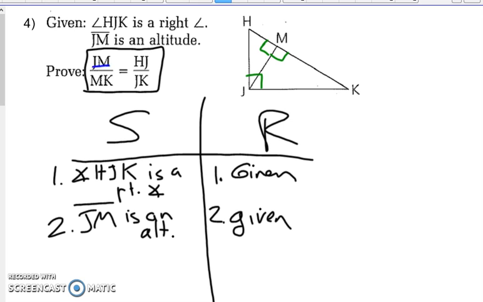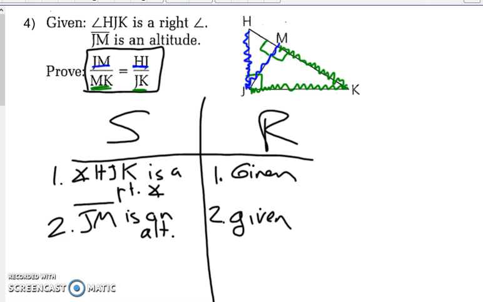So, for instance, it says JM is going to be proportional here with HJ in the other triangle. So I'm going to mark JM and HJ in the same color. And then I'm going to jump down and say, okay, JM is going to match up with MK. So let me mark MK. And then I'll mark JK in that same color. So you can get a little bit of a better idea about which two triangles we're trying to prove similar and how they're matching up.